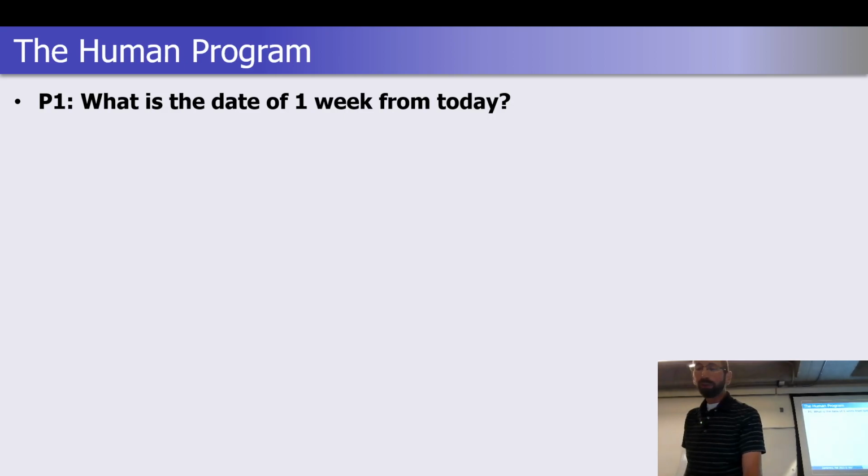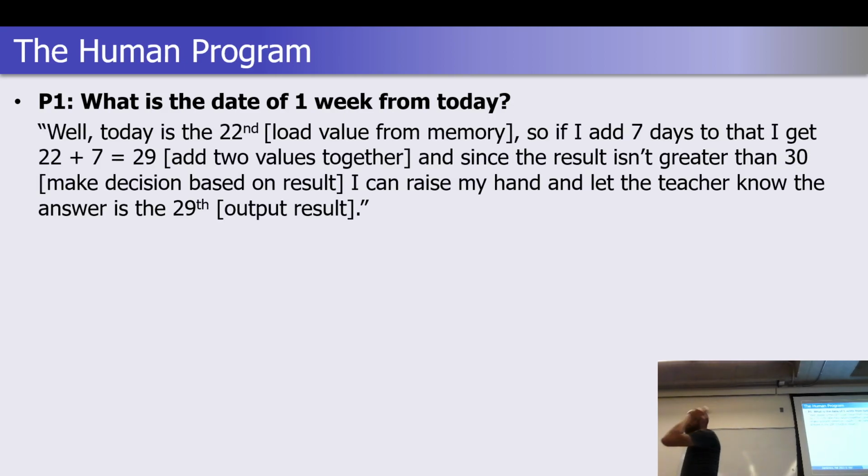What is the date 1 week from today? Well, this is maybe my version of my thought process. Well, today is the 22nd. The computer analogy is load some value from memory. So if I add 7 days to that, I get 22 plus 7 equals 29. So it's doing the processing, the arithmetic here, calculation.